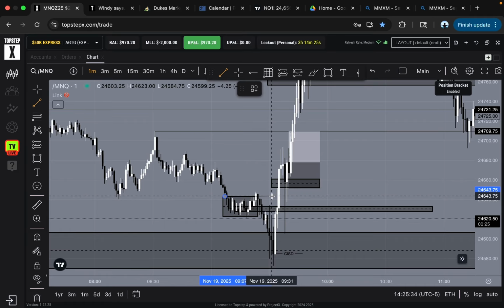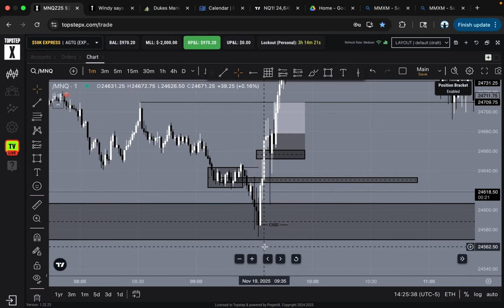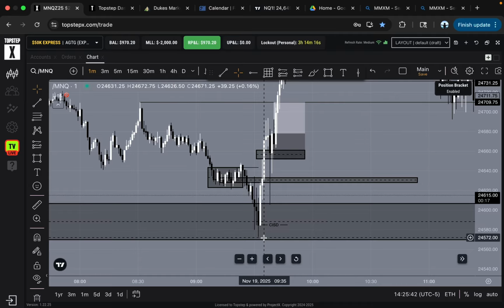Accumulation zone, manipulation leg, taking out all this buy side we generated. Boom, manipulate. This is the 1 minute. Like I said, the market maker models can be fractal. What fractal means is you can take it from high time frame to lower time frame. It's going to work on every time frame.